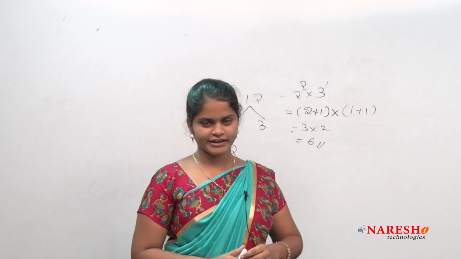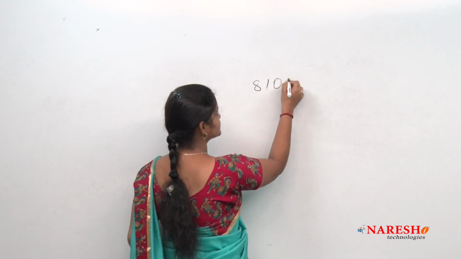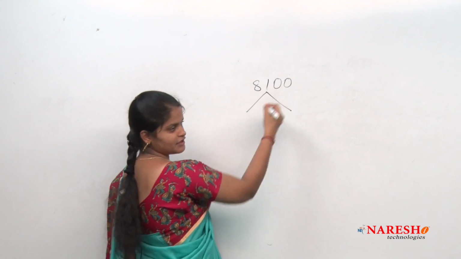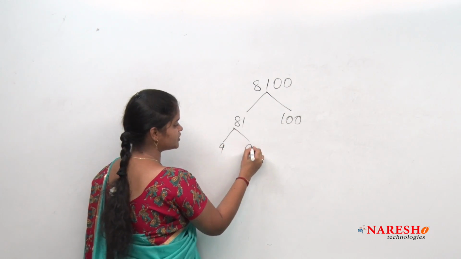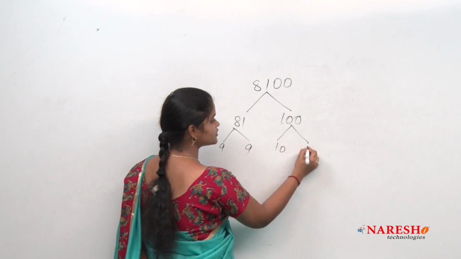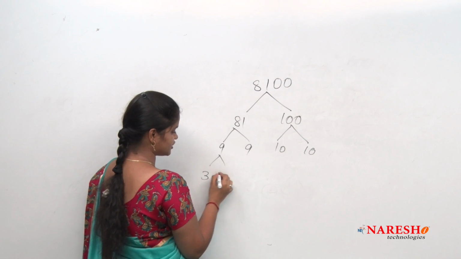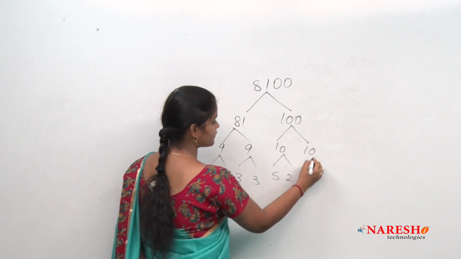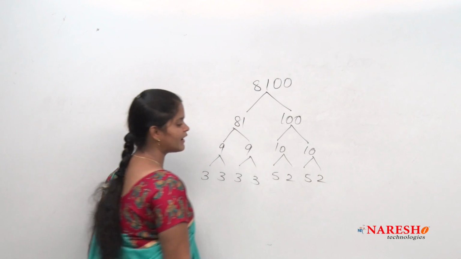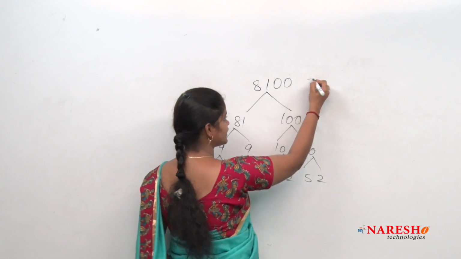Okay, let's do one more example. For example, let's take a number called 8100. Okay, let's write factors for this. So 8100, can I write it as 81 into 100? Yes, again this as 9 into 9 and this is 10 into 10. So 9 is nothing but 3 into 3. Again 3 into 3 and this 5 into 2 and 5 into 2. So totally how can I write?